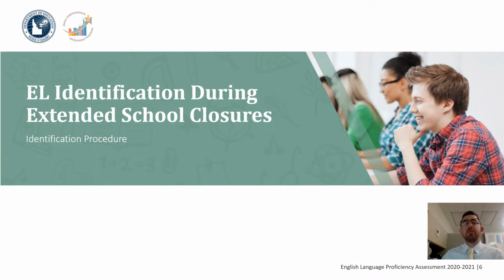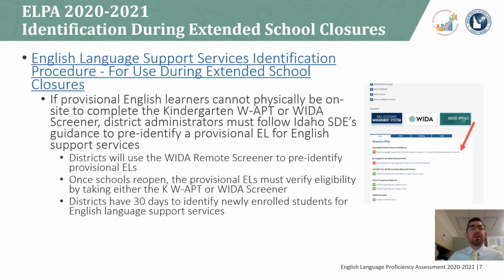This section will cover the pre-identification procedure that districts and schools must adhere to during times of extended school closures. The procedure for pre-identifying provisional English learners for English Language Support Services is outlined in the English Language Support Services Identification Procedure for use during extended school closures guidance document. This document is currently posted on the ELPA webpage under the Files tab.